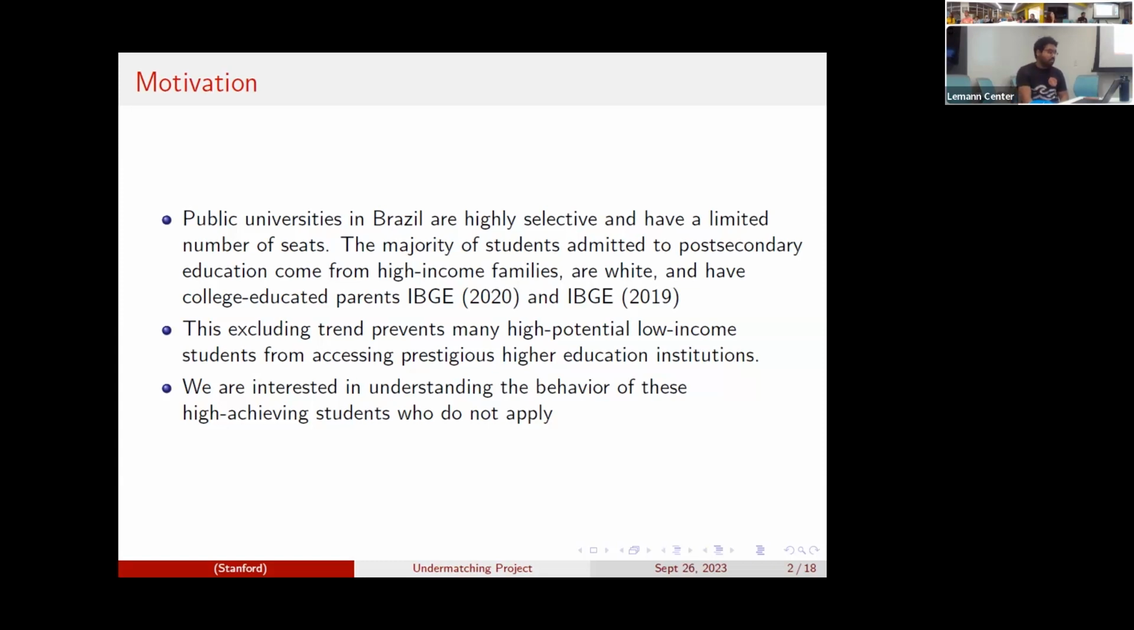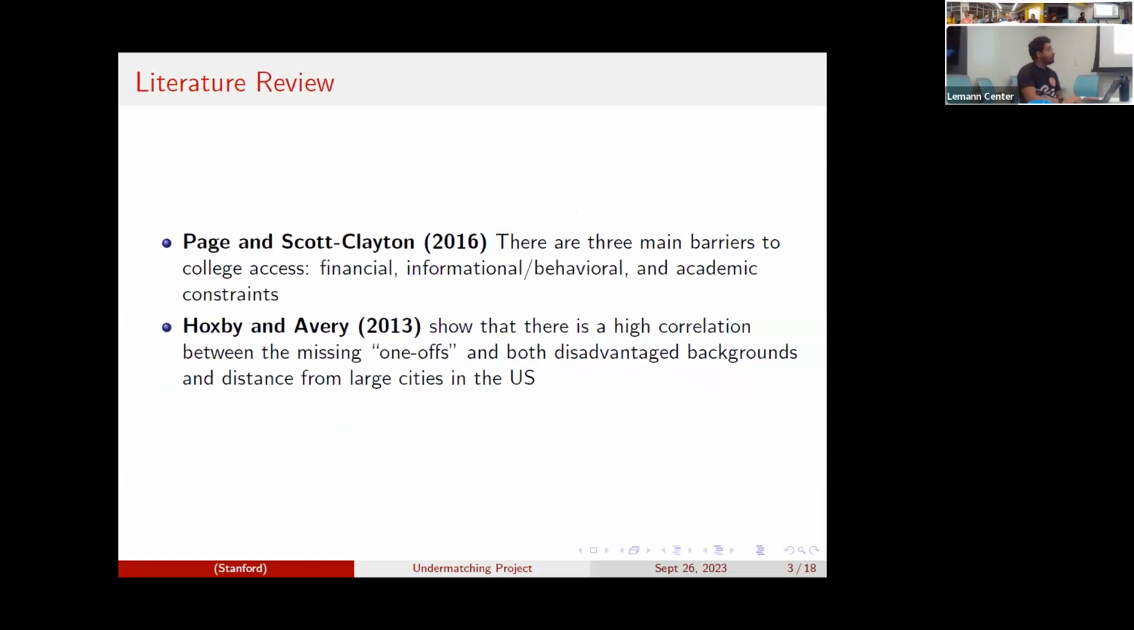So the idea here is that we want to understand what is happening in the application process for these students. We want to see if these students apply differently from high income students, for example. Just to give you some idea of how the literature is positioning on that.